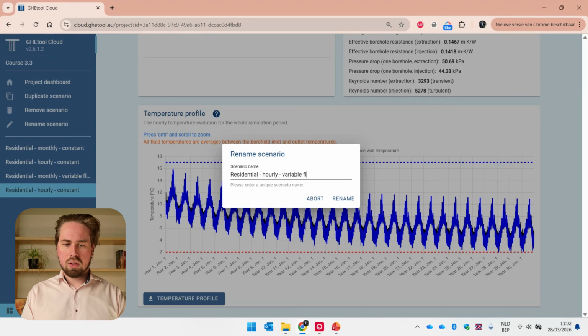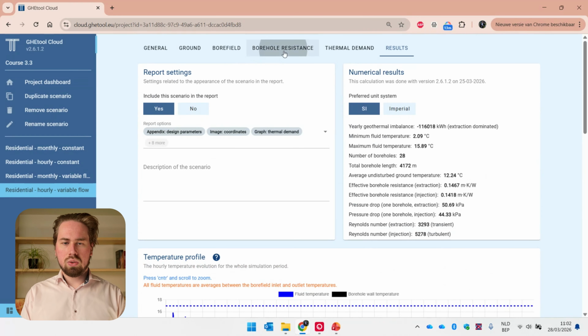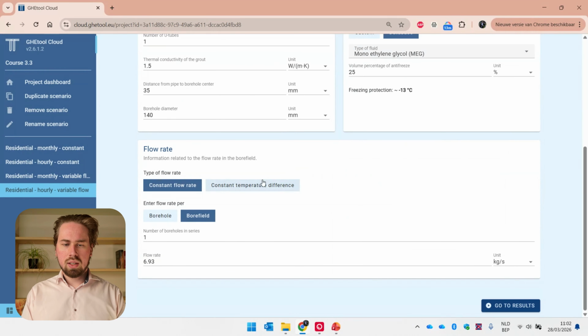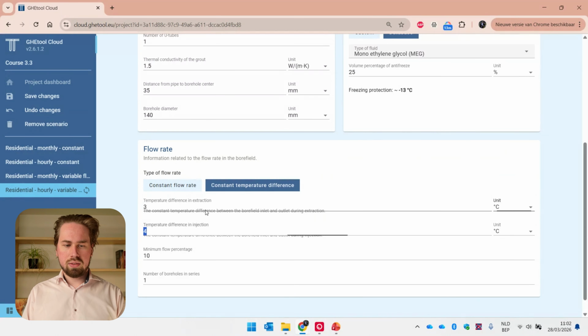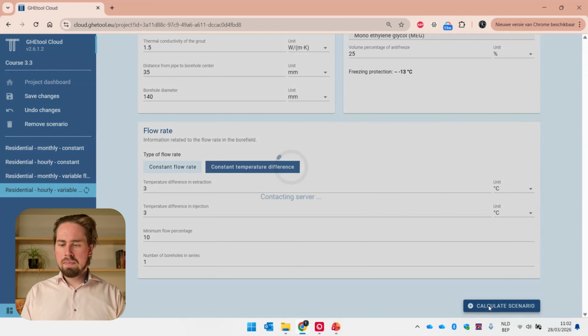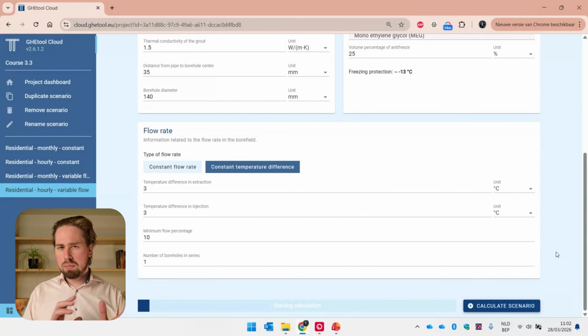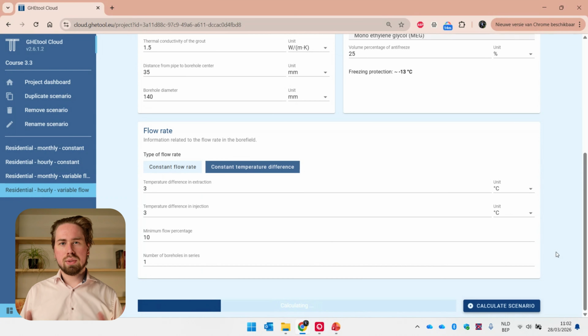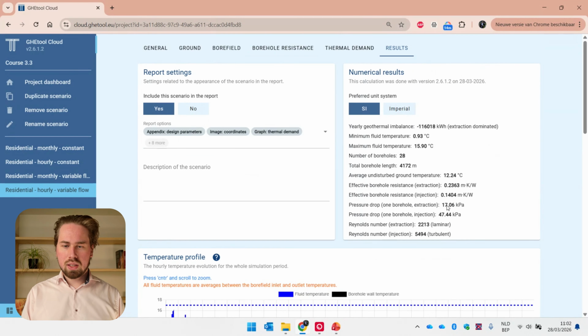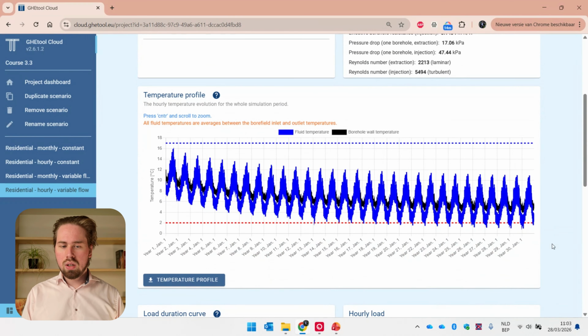So variable flow. Let us go to the borehole resistance tab, scroll down and say, okay, let's now calculate with 3 degrees and 3 degrees. Of course, for your own simulation, you can also play around and see what happens if we change it to a different temperature difference. So now we have the results, and we already clearly can see that, as was the case with the monthly profile, we are now way below our 2 degrees threshold. So surely this borefield is not sized accurately, again, because in extraction we are laminar. It's no longer turbulent flow there.